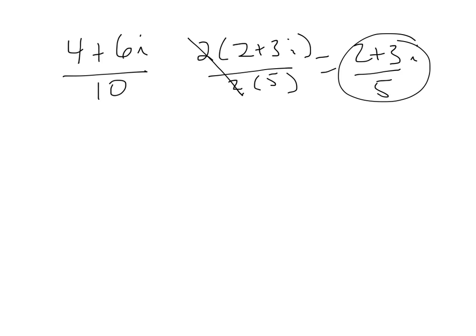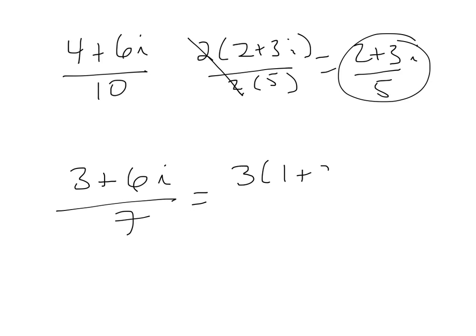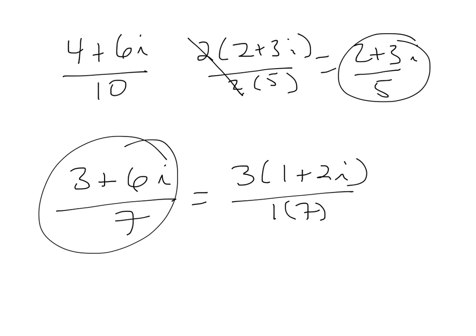So if I had something like 3 plus 6i over 7, well, the common factor in the numerator is 3, but the common factor in the denominator is just 1. Nothing cancels, so I don't reduce. And so those are two different types of simplification processes. And that's how we work with a complex conjugate to get i out of the denominator.